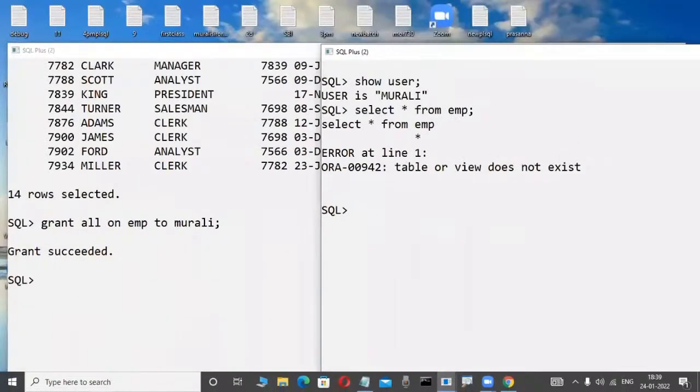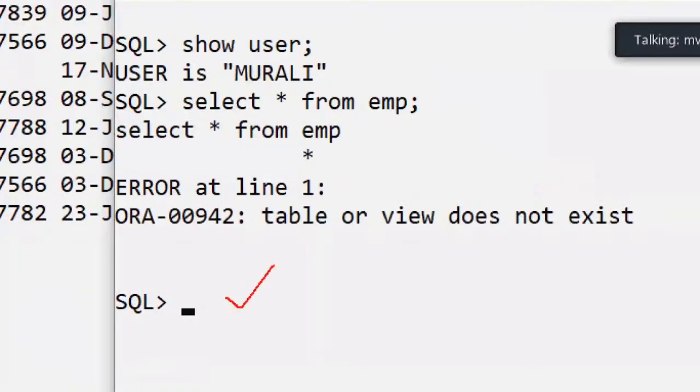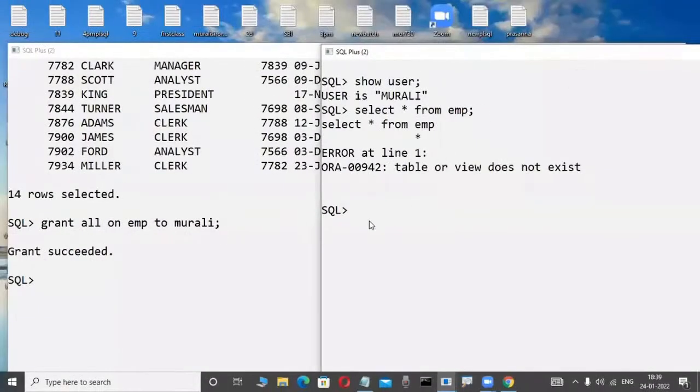Now the Murali employee tries to access the Scott user's EMP table, possible or not possible? Maybe I'm typing like this only: select a star from Scott, something, okay, EMP. Now I'm typing like this only. Maybe possible or not possible? Anybody guess? Very good. So many fellows in our class think so. I am also a first-time newcomer, and I am also thinking like that: oh, nothing is there, grant is succeeded, then possible. You are also telling like that only.